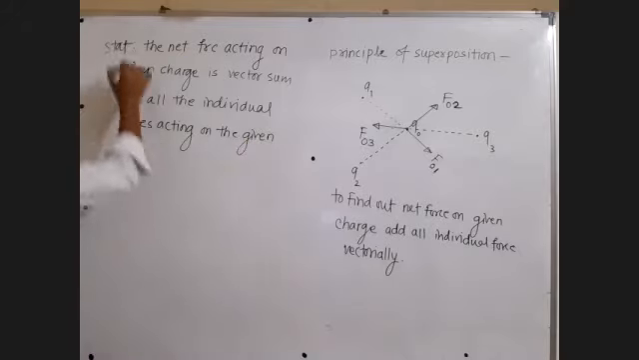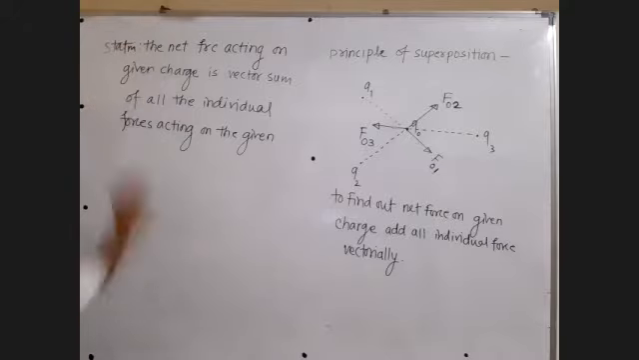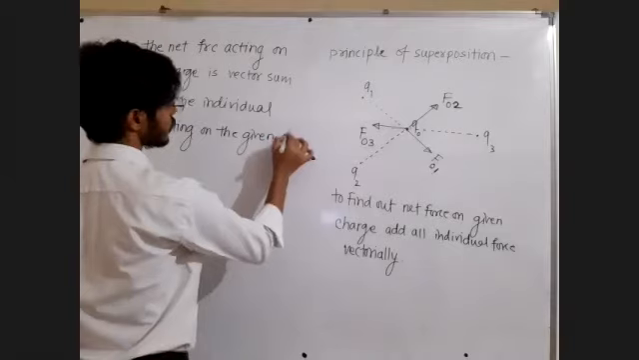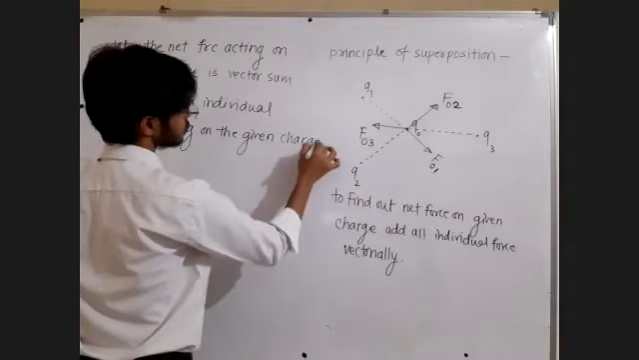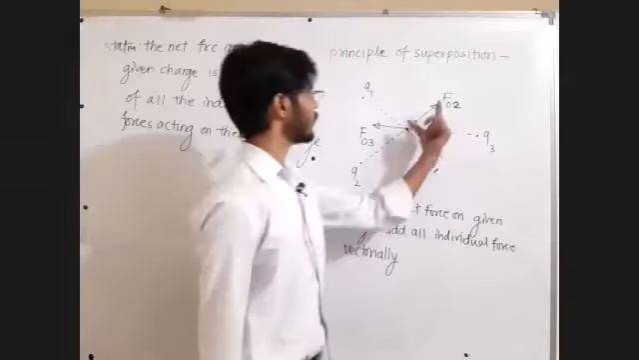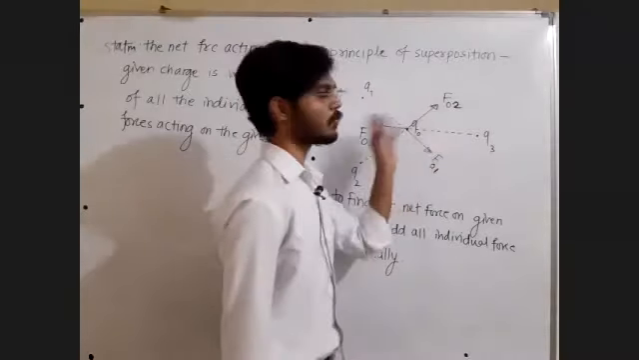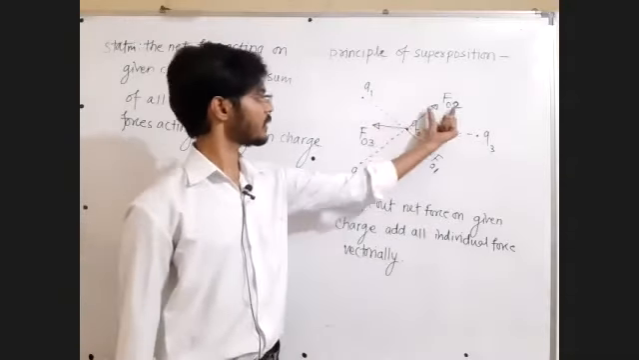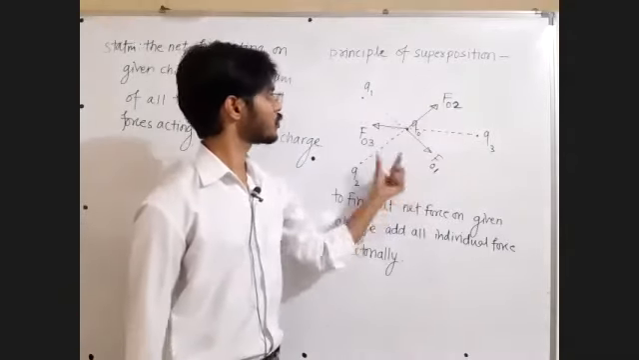Okay, this is the statement. The net force acting on the given charge is the vector sum of all the individual forces acting on the given charge. Fine, very simple thing. How to find out net force? Just try to find out individual forces and then add them vectorially. Write each force in the language of i, j, k and add those vectorially.